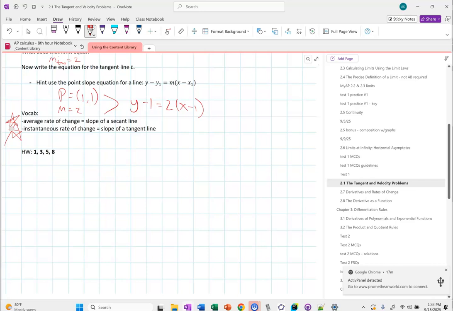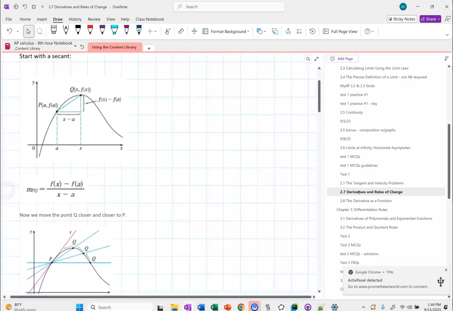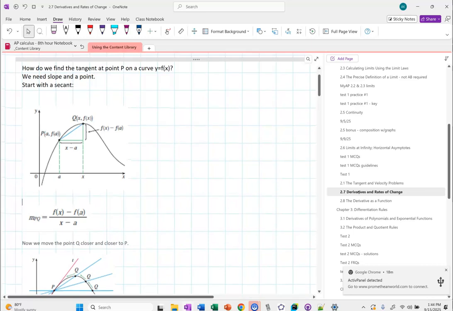Everybody's okay? Okay, we're going to jump to 2.7. Now that we have our limit tools that we built up over the previous 4 sections, we're going to pick up where we left off, right? We can calculate the slope of a secant line, right?